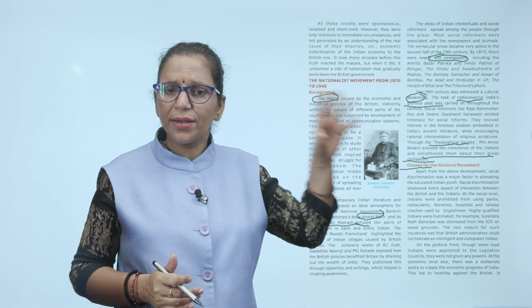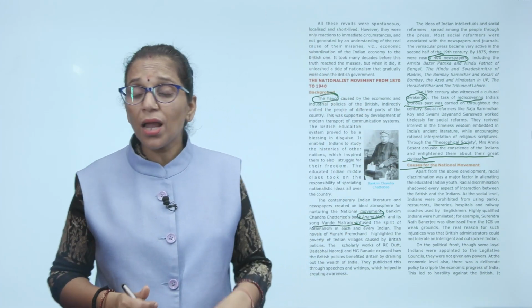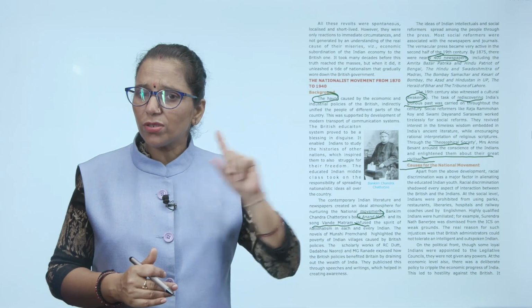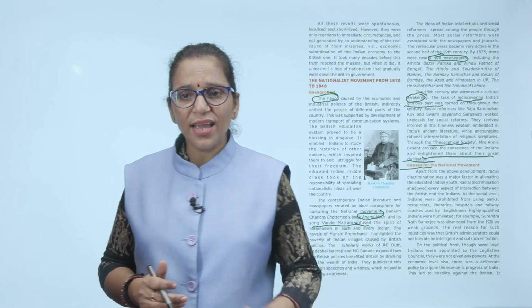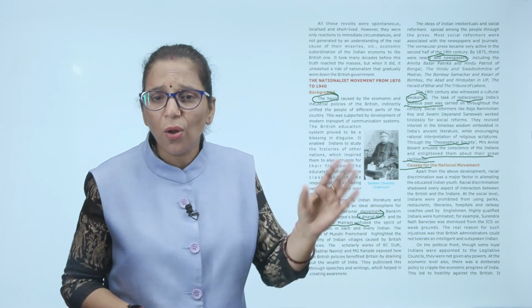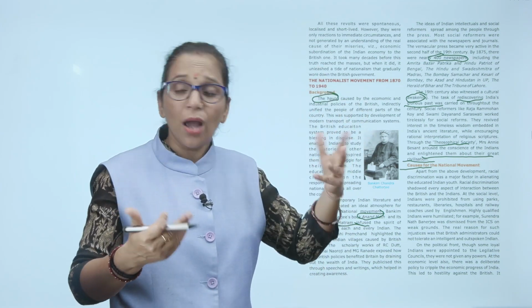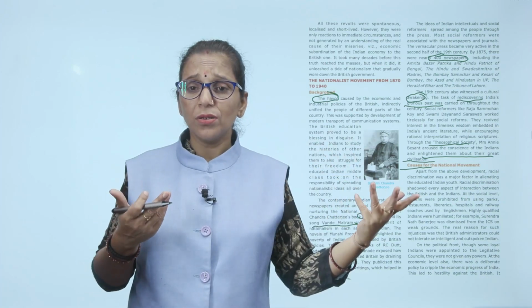Highly qualified Indians were also humiliated at that time. For example, Surendranath Banerjee was dismissed from the ICS on weak grounds. The real reason for such injustice was that British administrators could not tolerate an intelligent or outspoken Indian. How could an Indian become their officer? So that's why they threw him out. That was the racial discrimination.